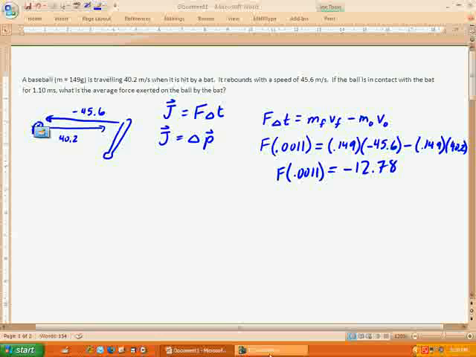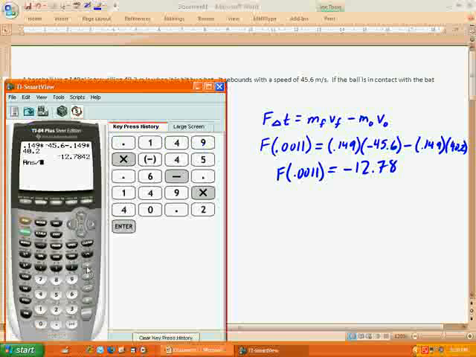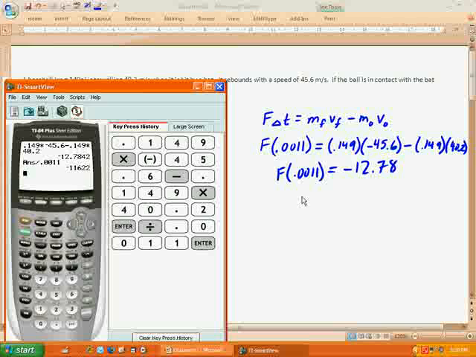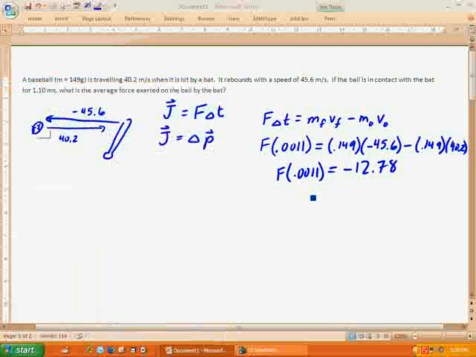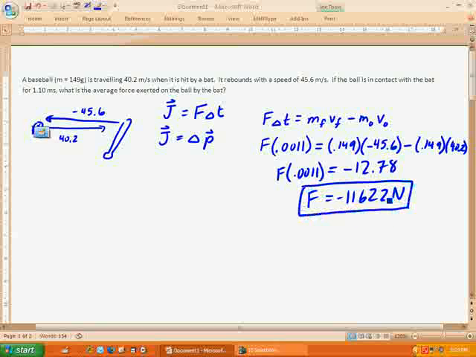And then, of course, we have to divide by the 0.0011, which is going to give us a force of negative 11622. And since we did everything in SI units, that is a force in newtons. So our answer is negative 11,622 newtons.